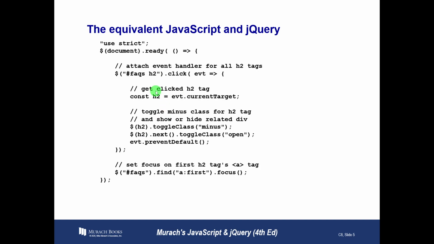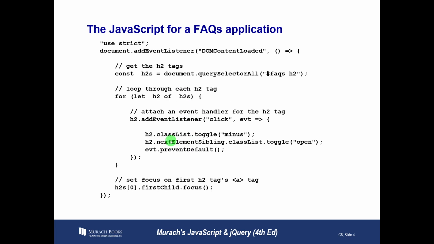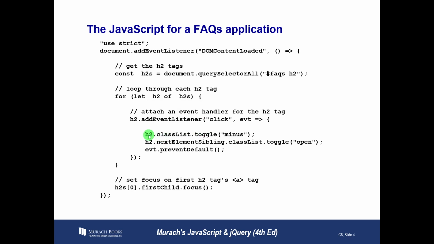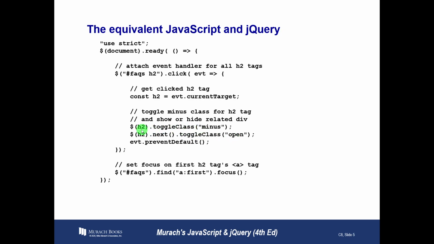Now, what's missing here? What didn't we have to do? We're getting all the H2s and attaching these events to all the H2s, but we're not doing a loop. If you look at the old code, we had to run a loop to do each one at a time. In jQuery, we can just get all of them and say, hey, attach this event to all these things. Okay. Even the code down here, h2.toggleClass. And over here, we had to do h2.classList.toggle minus. It's shorter and easier to read, easier to write.